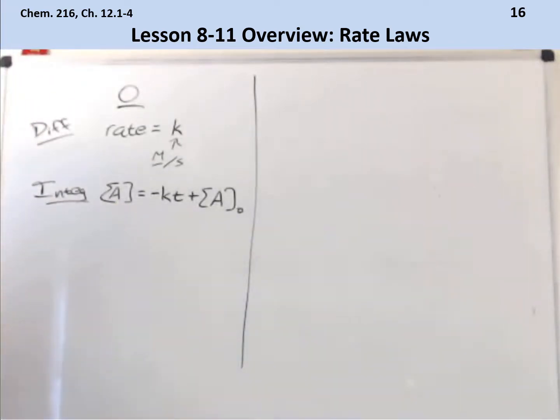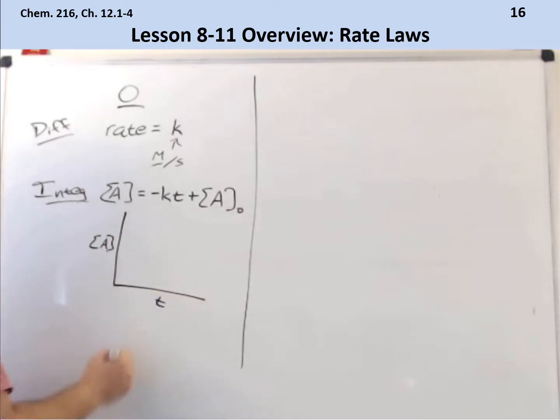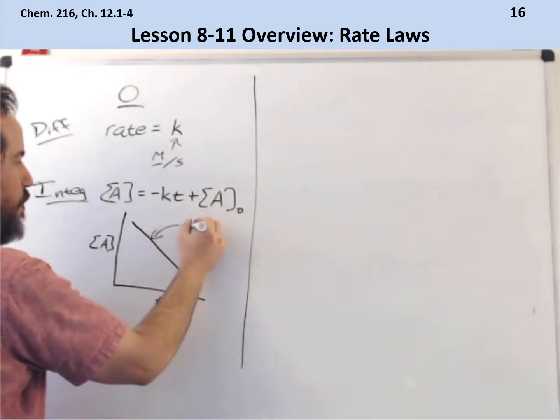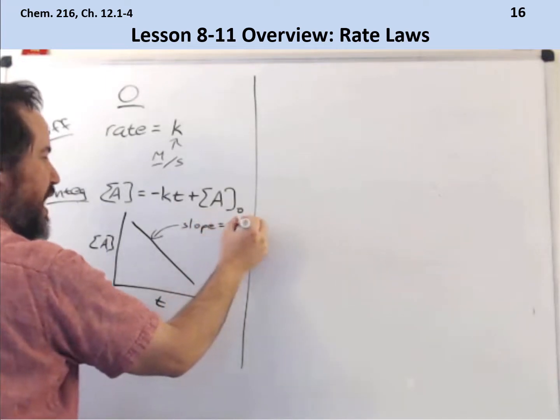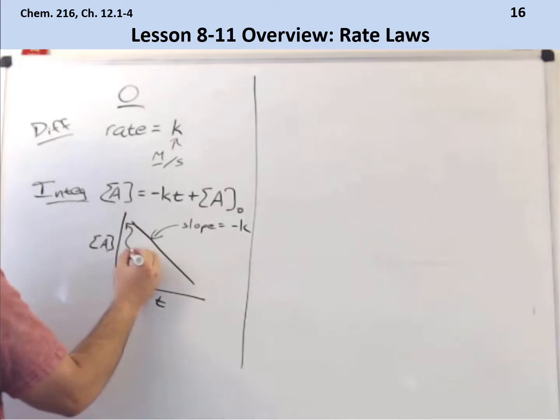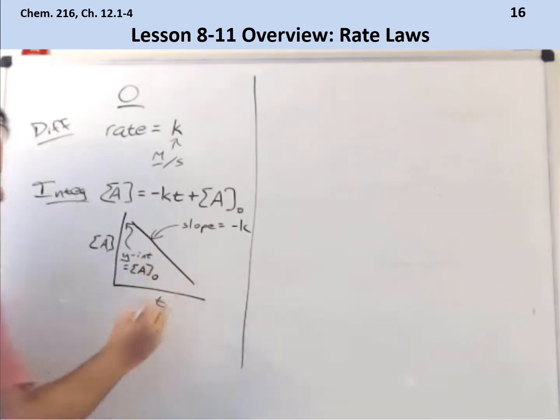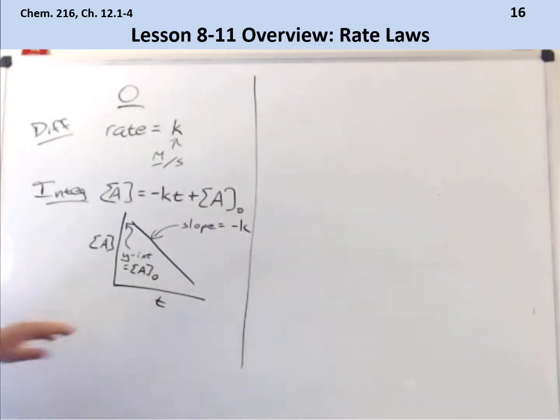Now, this is an equation of a line. So if I graph concentration versus time, I'm going to get a straight line where the slope equals negative k, and my y-intercept is my initial concentration. The half-life for this, we have an equation, but we don't really care about it.